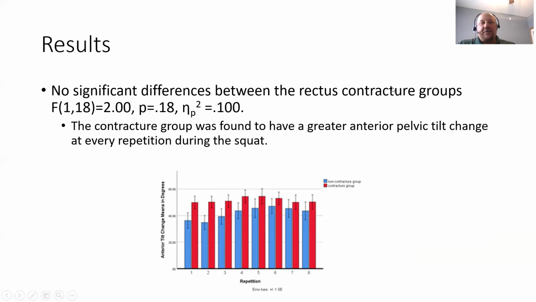With the rectus femoris contracture groups, again, we didn't find anything significant. However, it's a little bit interesting that here's a similar figure with our anterior tilt means in degrees and our repetitions across the bottom. The blue, again, is our non-contracture group, those who tested negative for contracture. And you can see they actually did have less change in anterior pelvic tilt through all 8 repetitions.